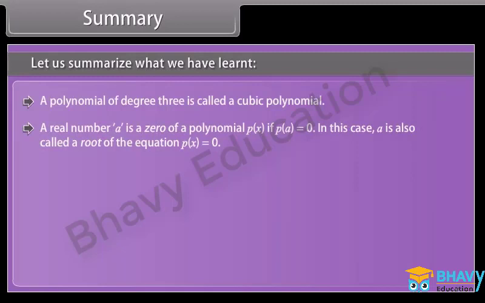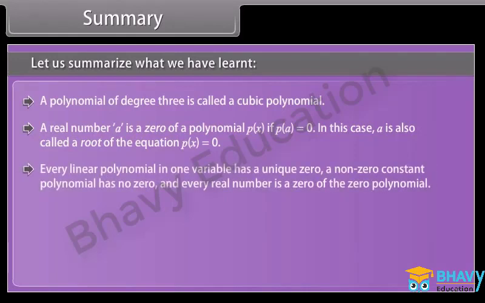A real number a is a zero of polynomial p(x) if p(a) is equal to 0. In this case, a is also called a root of the equation p(x) = 0. Every linear polynomial in one variable has a unique zero, a non-zero constant polynomial has no zero, and every real number is a zero of the zero polynomial.